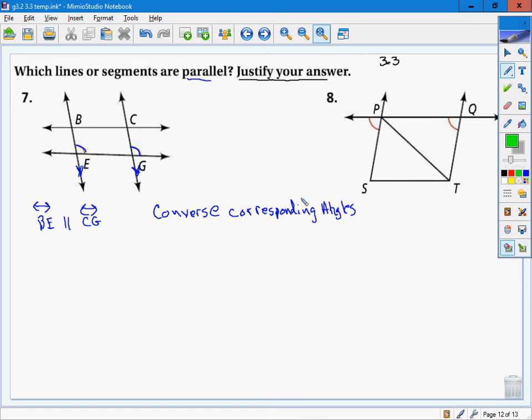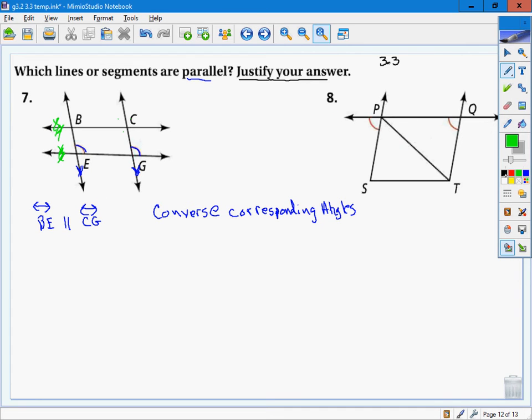Could I state anything about these two lines? No. I don't know anything about these two lines because they didn't give me any information about the angles that were up here on this line. So I can't assume that those lines are parallel. Everybody? They could be, but can I assume that they are? No.